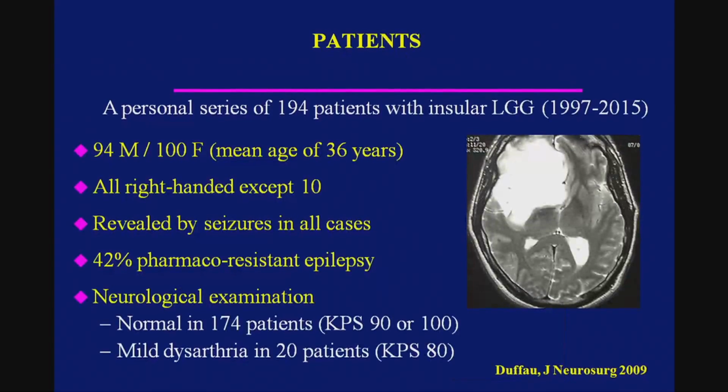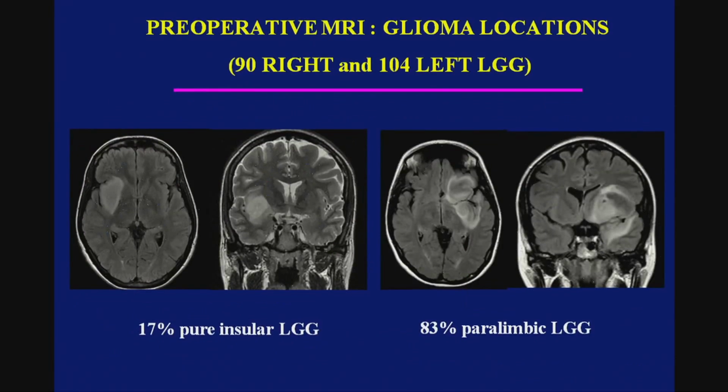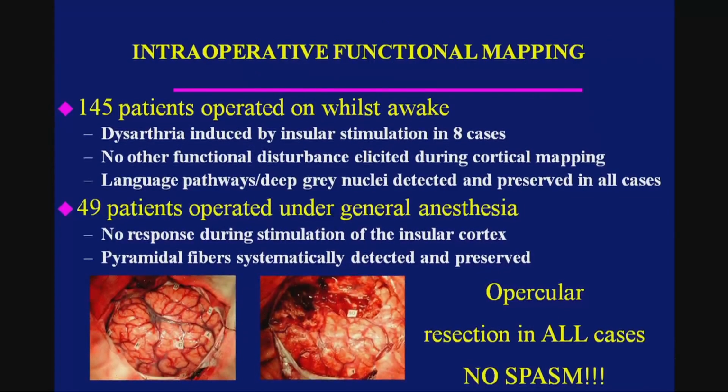So very quickly, the results now, until 2 years ago, approximately 200 patients with insular low-grade glioma, most of them with pharmacoresistant epilepsy. Definitely in my series, as I told you, more or less 80% of paralimbic low-grade glioma and not so frequently pure insular low-grade glioma. Initially, I did approximately 50 patients under general anesthesia, and I induced modification of the emotion, of the cognition, and so on, but I knew that only 10 years after.